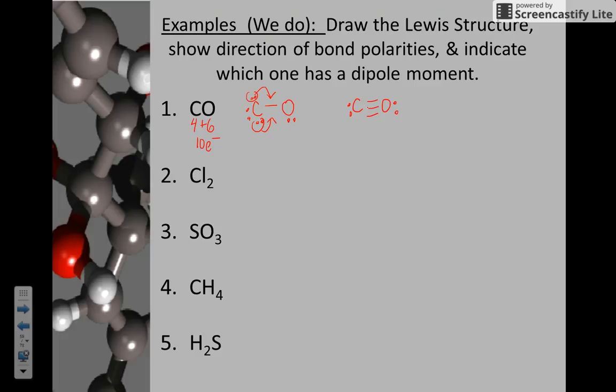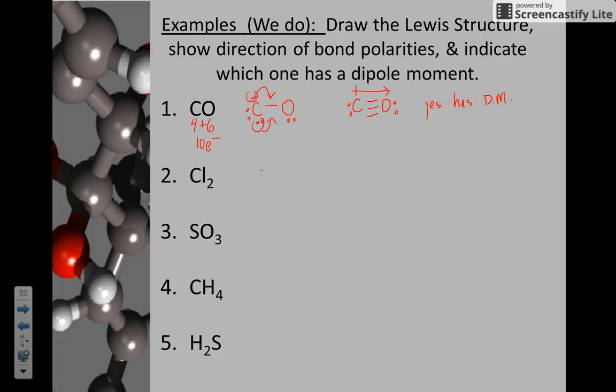Now notice when you're looking at your electronegativity table, carbon is less electronegative than oxygen, so the vector is going to point towards the oxygen, and this is the only vector you can draw. So yes, this does have a dipole moment. I'll put DM for dipole moment.